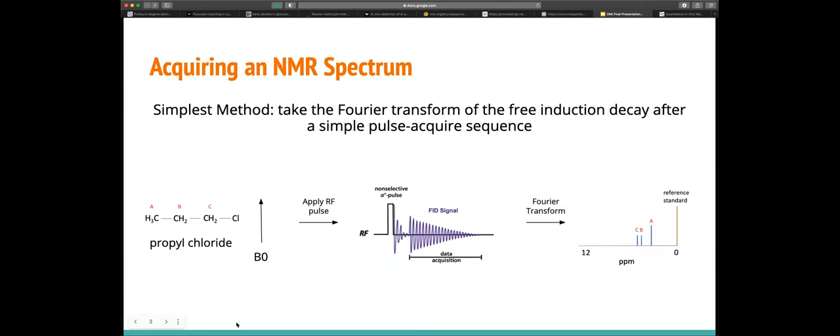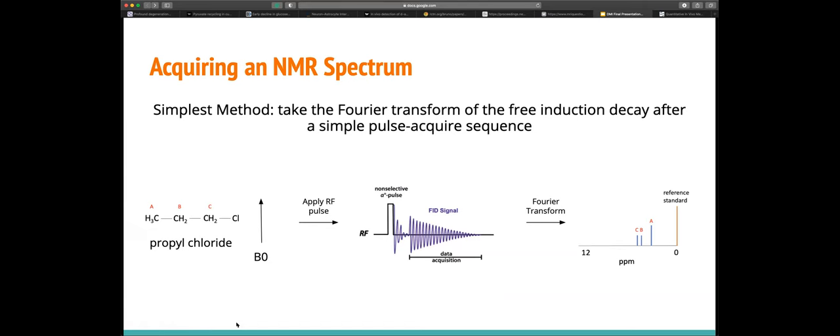So how do we actually acquire an NMR spectrum? Say we have a compound such as propyl chloride in a solvent like water. This molecule has three chemically different carbon atoms labeled A, B, and C. It's exposed to a main magnetic field B0. In order to generate a signal from the spins, you need to apply an RF pulse close to the Larmor frequency. As a result, you obtain your FID, which you can then Fourier transform into an NMR spectrum, in which your chemically different carbons appear as separate peaks in relation to a reference standard, which is usually a TMS signal.